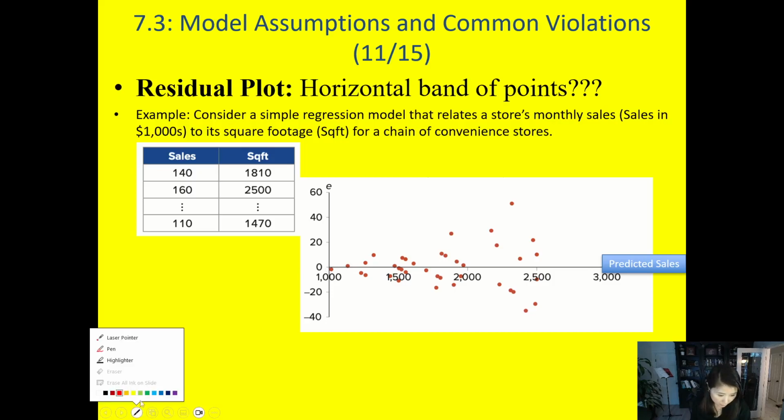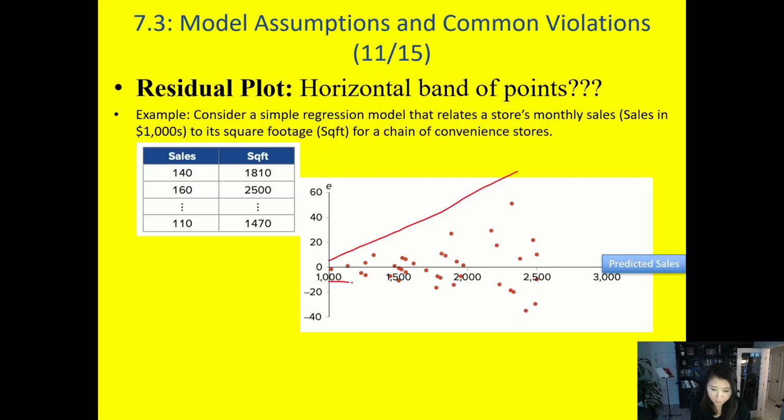if I draw it, instead of a horizontal band, we see this kind of comb-shaped, or wedge-shaped pattern. In this case, it means the dispersion of my residual is increasing. We can also see the opposite situation, starting very wide and then getting very narrow. Both scenarios mean this assumption is violated because we don't see that horizontal band.